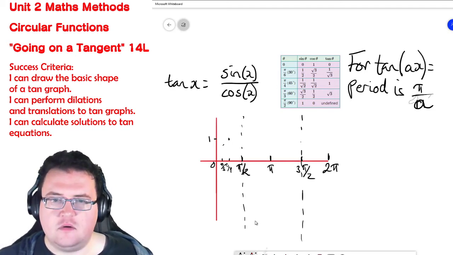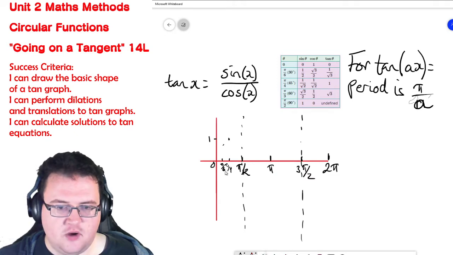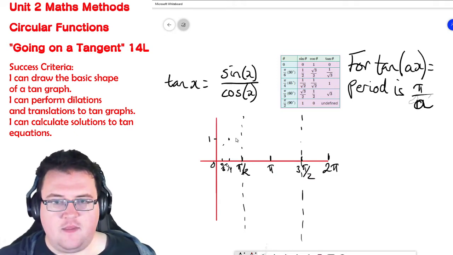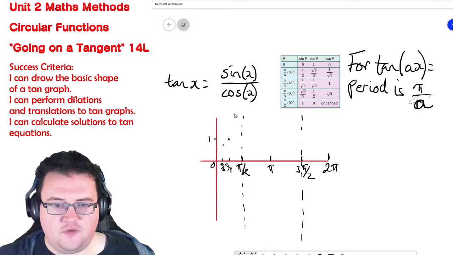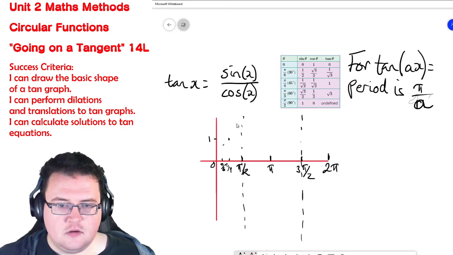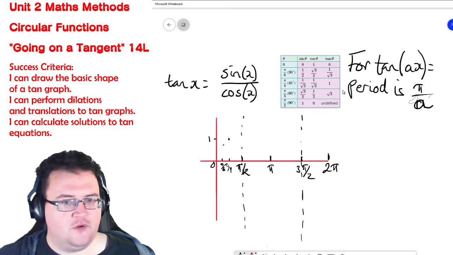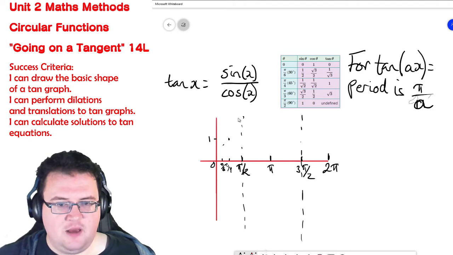Yeah, no, pi on 4. Yeah, pi on 6. Not pi on 3, pi on 6. And then pi on 3 is going to be root 3, which is about 1.7.